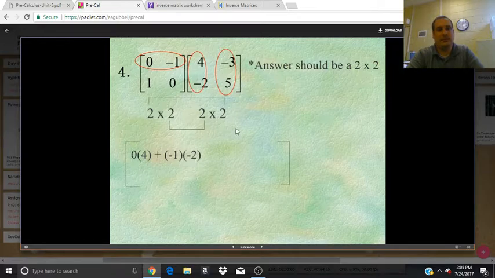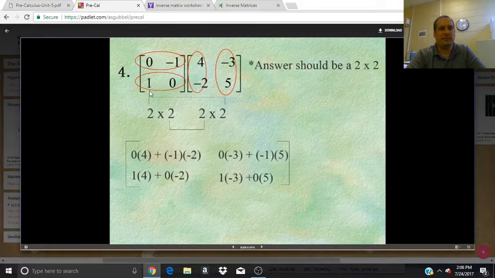Now you do the next one. You put that up here, and 0 times -3 is 0. -1 times 5 is -5. You add them together, you end up getting -5. Alright, you do the bottom one. You do 1 times 4 is 4. 0 times -2. So you end up getting just 4.